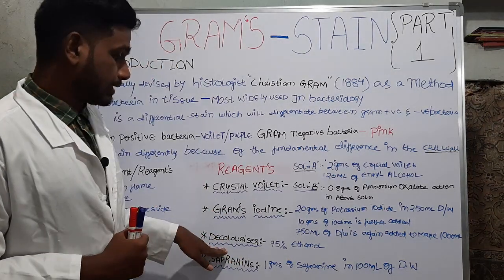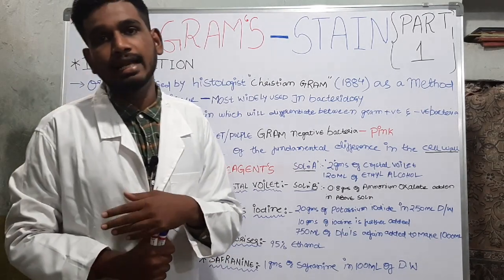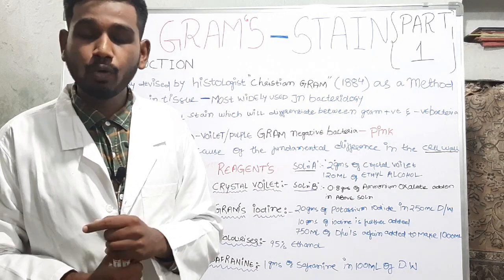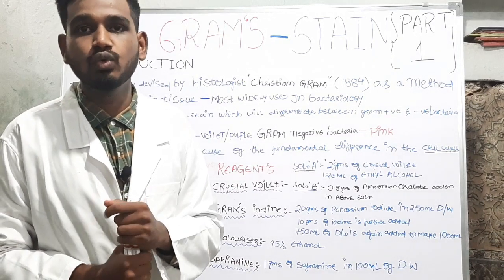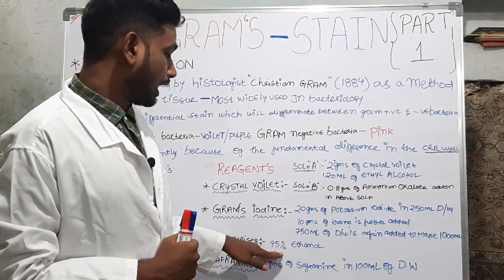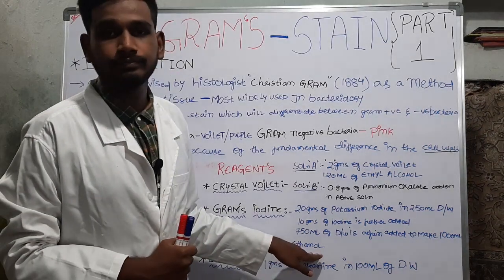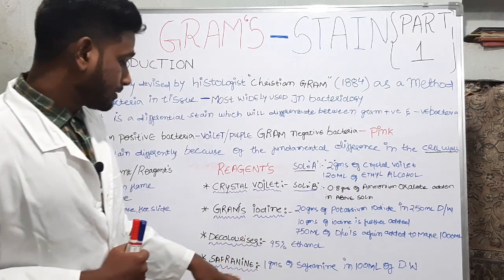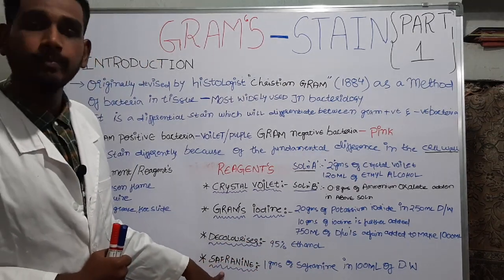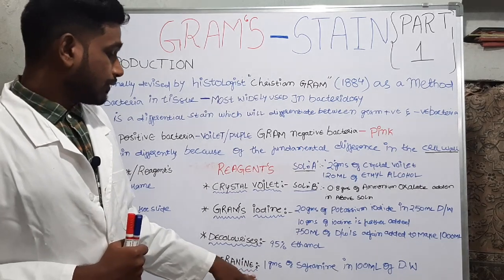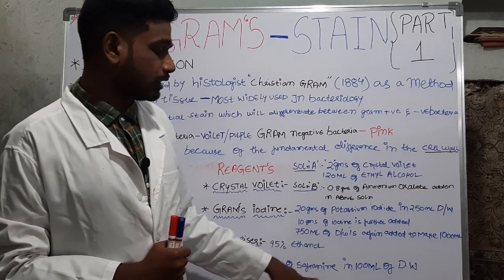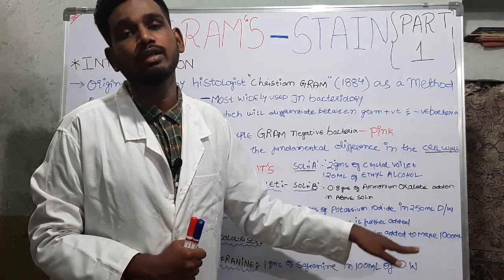Thirdly, the decolorizer. There are a lot of decolorizers available in the market, but the most common decolorizer used in gram staining is 95% ethanol. The last reagent used in gram staining is safranin. Safranin is prepared by dissolving 1 gram of safranin in 100 ml of distilled water.